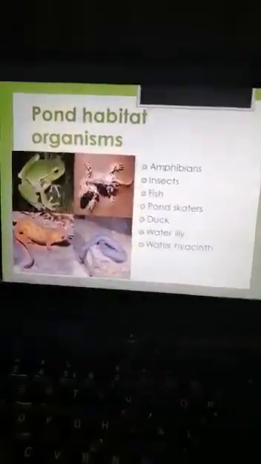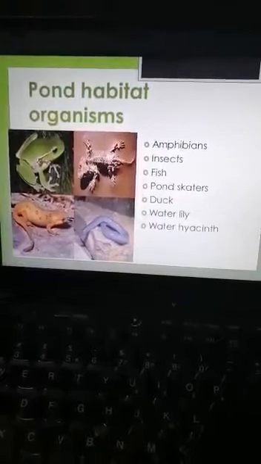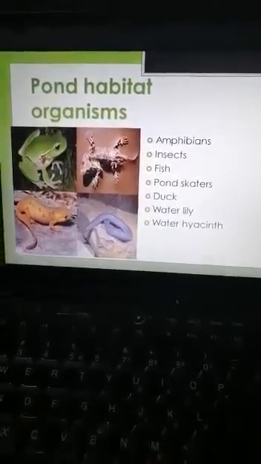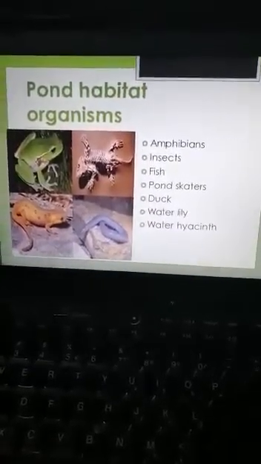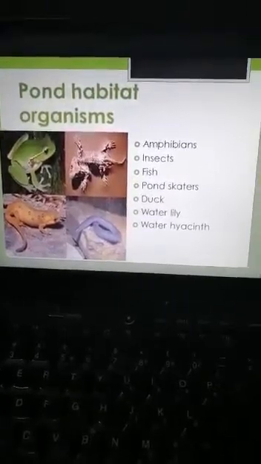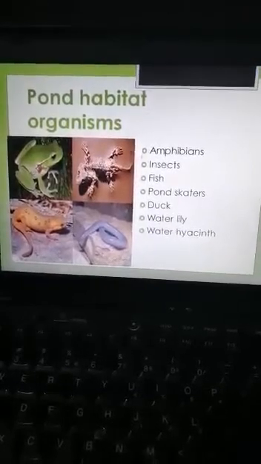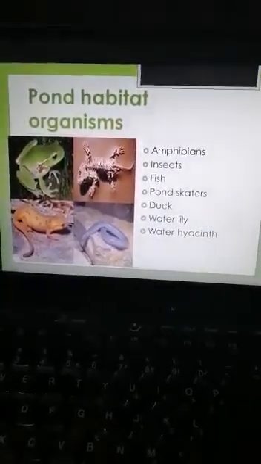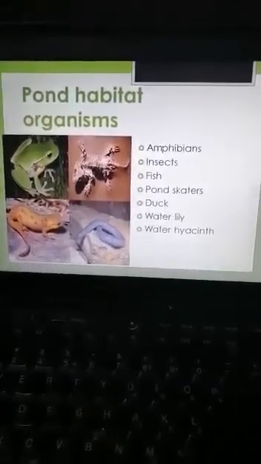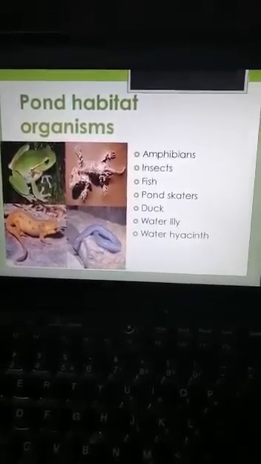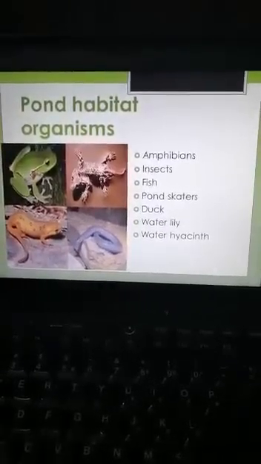The organisms we can see in the picture, and in the details I have shown here, are amphibians, different kinds of insects, fish, pond skaters, ducks, water lily, and water hyacinth. Water lily and water hyacinth are from the plant category. Others are from the animal category. From the smallest detail, a little beetle or a little bee, we can find it even in some huge ponds. We find alligators over there.